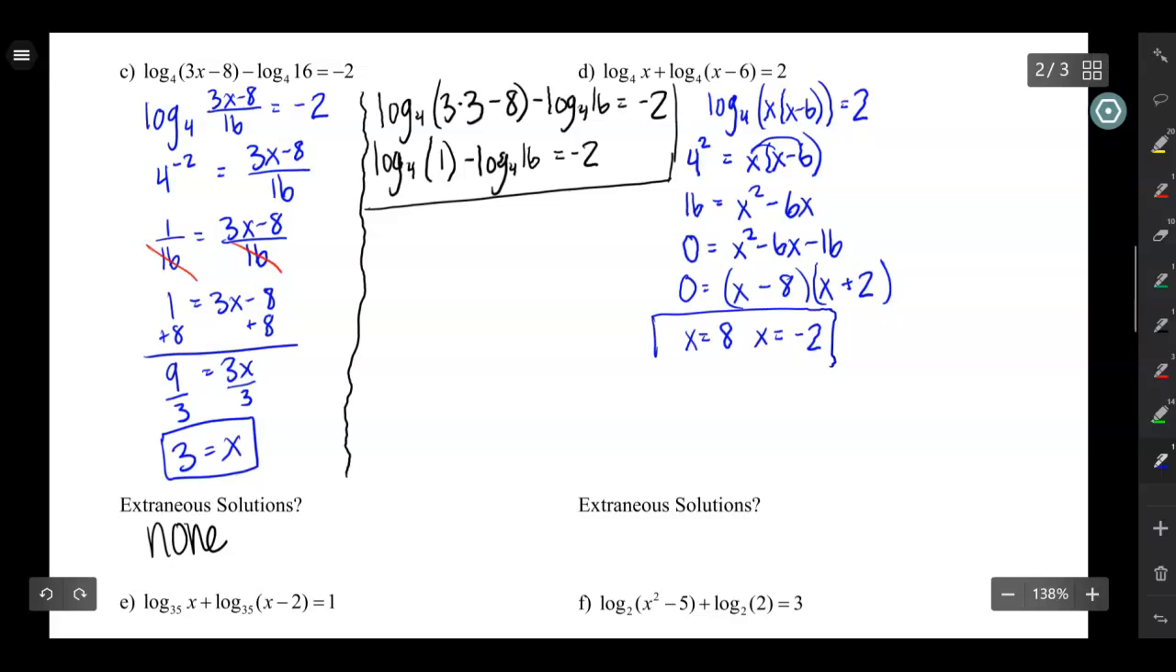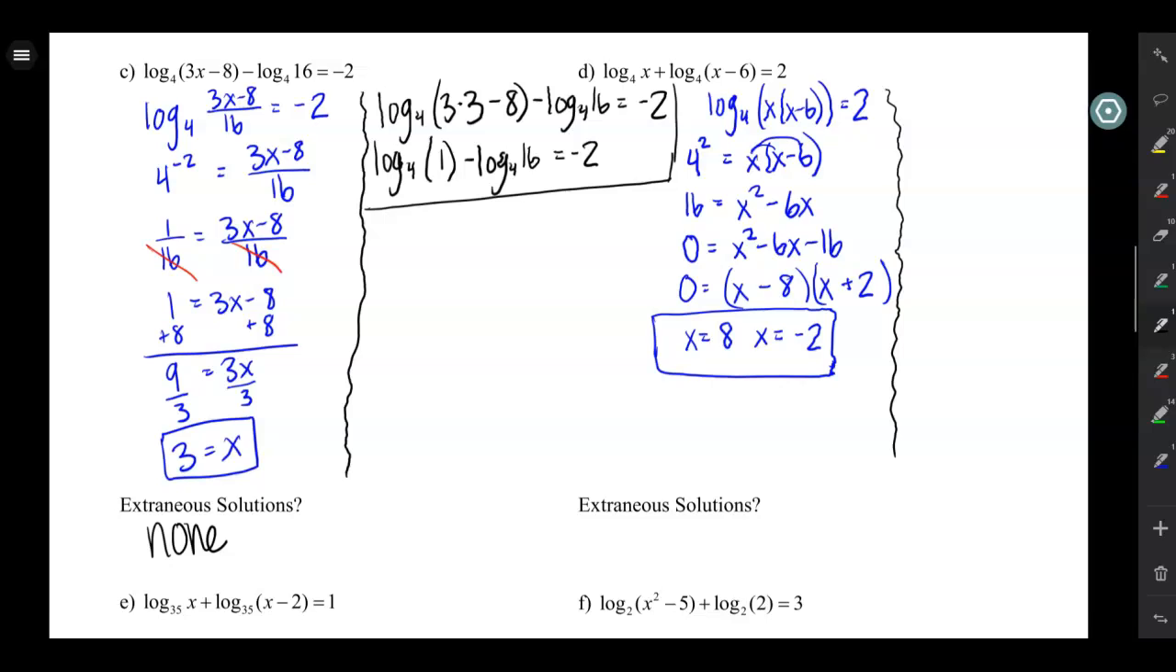So these are my two supposed answers. I need to check to see if these are extraneous. So since I got two answers, I need to check both of them. So let's start by checking x equals 8.